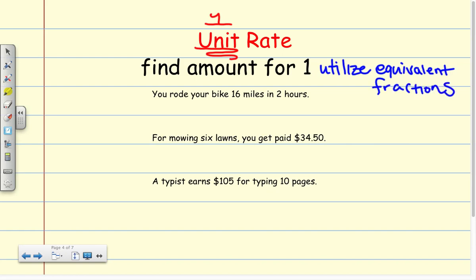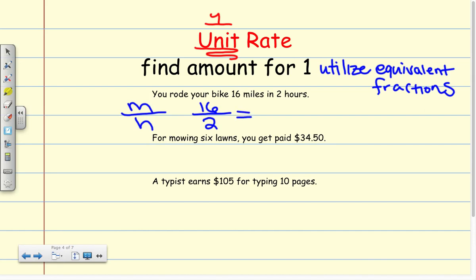So what I mean by utilizing equivalent fractions, I mean making a 1 on the denominator, okay? So for this example, we rode our bike 16 miles in 2 hours. Now, if I'm going to say I rode my bike 16 miles in 2 hours, what I'm doing is miles per hour. I want to know how far did I ride my bike in 1 hour? And everybody should be writing this down.